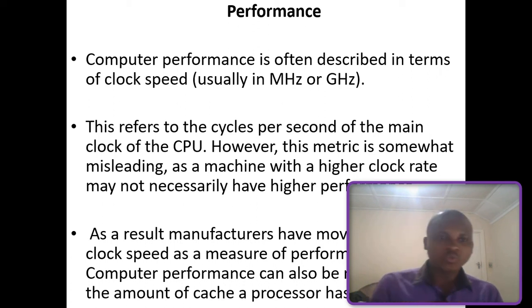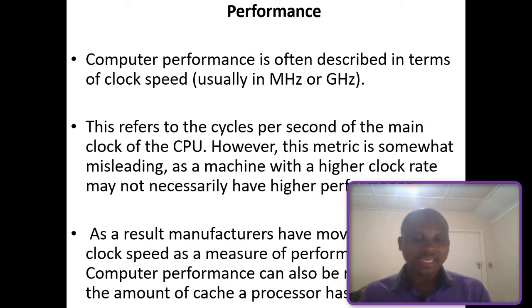So guys, using clock speed as your basic unit for measuring performance is not actually good, though we can use clock speed to measure the speed or the performance of your machine, because the clock speed is the number of cycles per second of the main clock of the CPU. Like how many cycles is it going to take per second, guys. However, this metric is somewhat misleading. That's what I was explaining, guys.